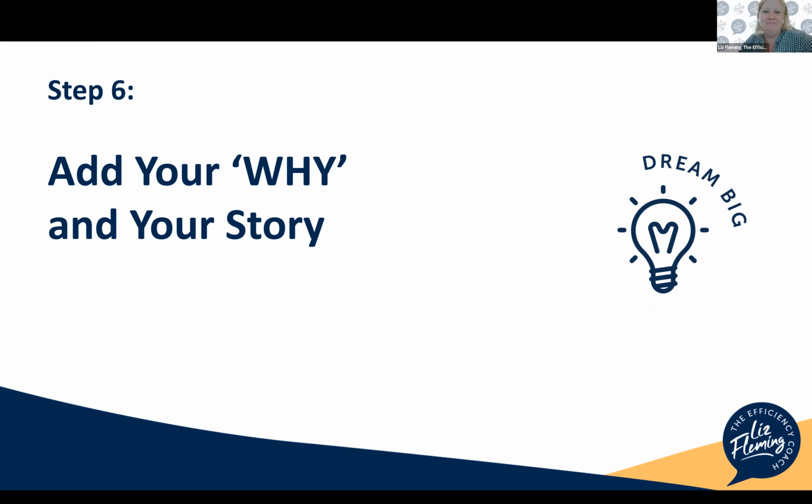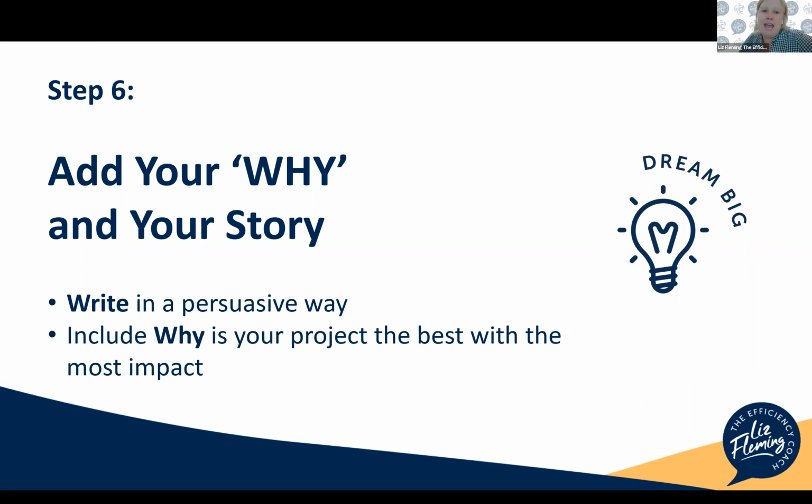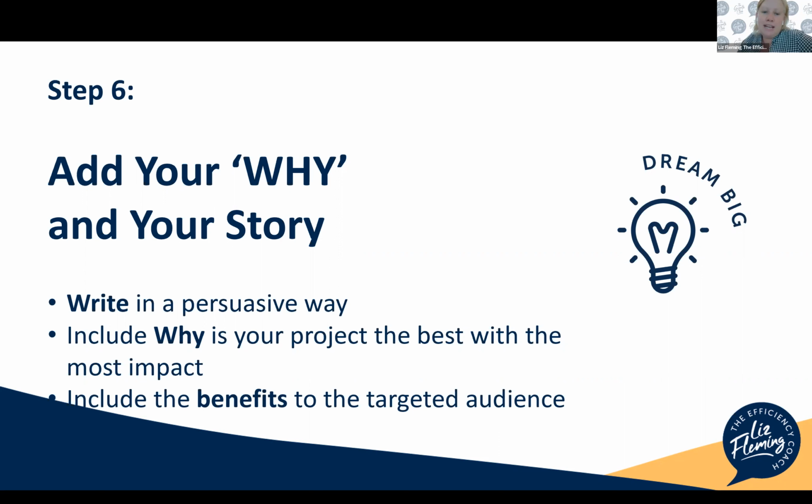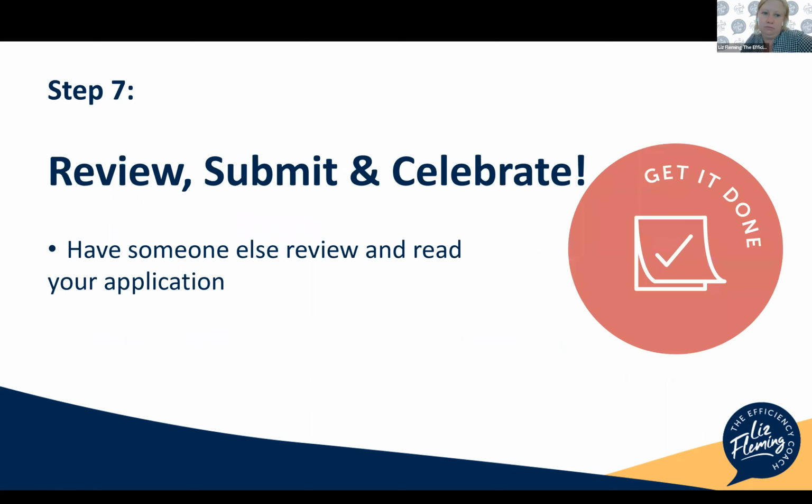Step number 6, we're adding our why and our story. So this is all about writing in a persuasive way and including why our project is the best with the most impact. What is it? Why should they approve our project? And remember, they know nothing about us, they know nothing about our project, and we know nothing about them, so we assume nothing. We need to make sure we're writing the basics in simple language to have the best possible outcome. And again, linking it back to the benefits of the targeted audience, and linking it back to that all-important criteria listed in the guidelines.